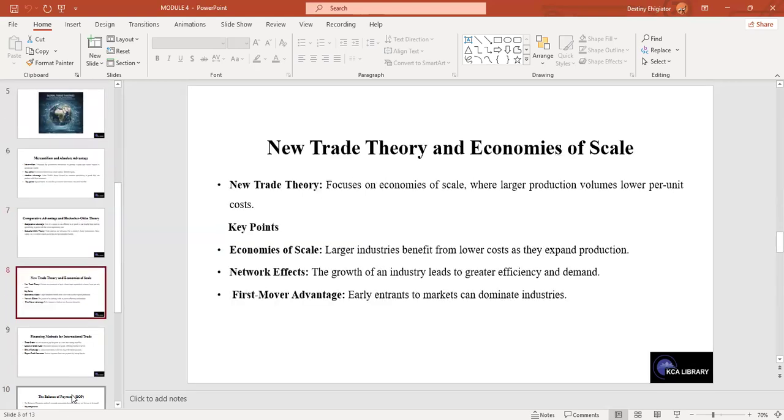Now let's look at the new trade theories and the economies of scale. The new trade theories focus on economies of scale, where larger production volumes lower per unit costs. The key points here: number one, there are economies of scale. That is, large industries benefit from lower costs as they expand production. There is network effect. The growth of an industry leads to greater efficiencies and demand. There is first mover advantage. That is, early entrants to markets can dominate industries.